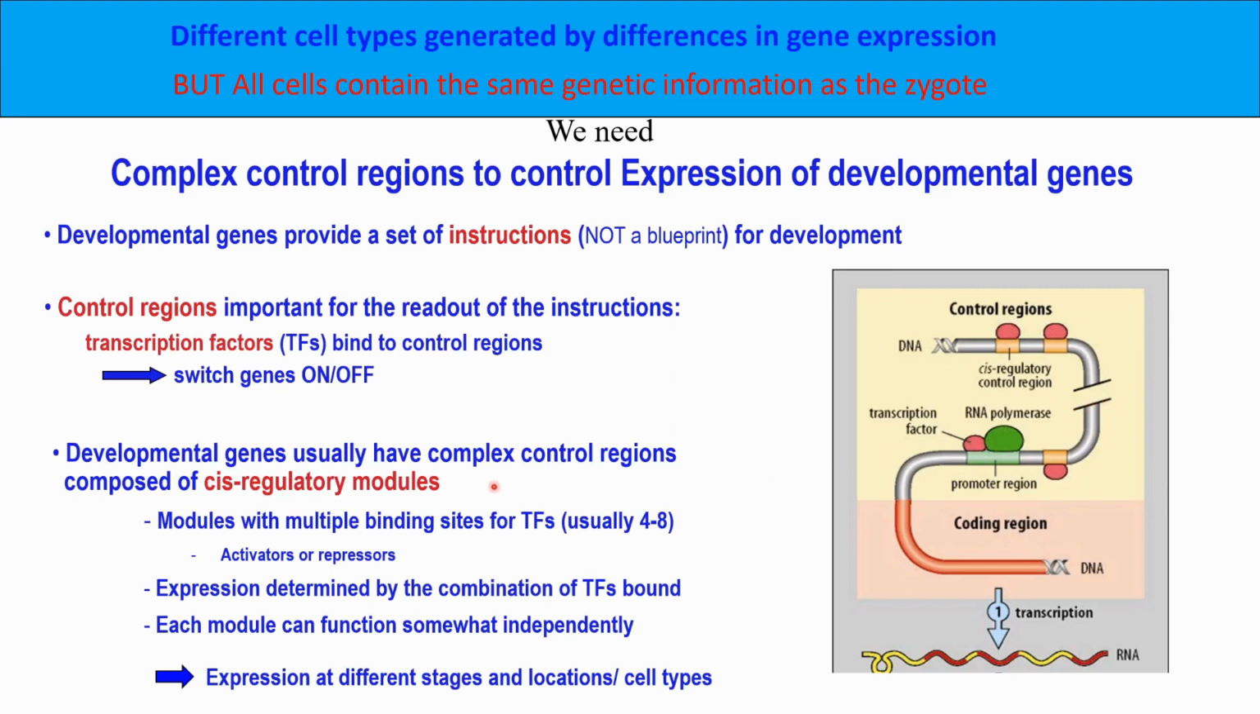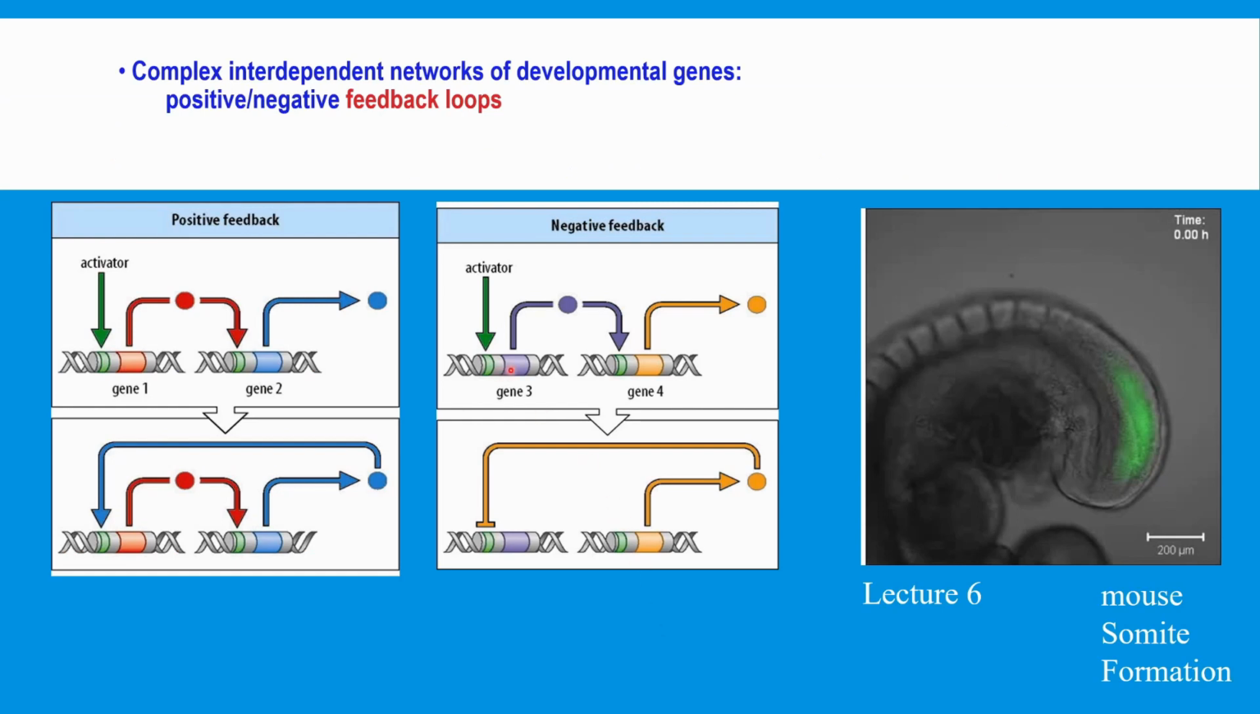So it's a complex control mechanism underlying the expression of developmental genes. And this is what you need to get expression at the different stages and locations or specific cell types. Moreover, there is a complex interdependent network of developmental genes. So they act on each other. The transcription factors will act on the genes, and the genes that are produced can act on other genes, including other developmental genes and genes encoding for developmentally important transcription factors.